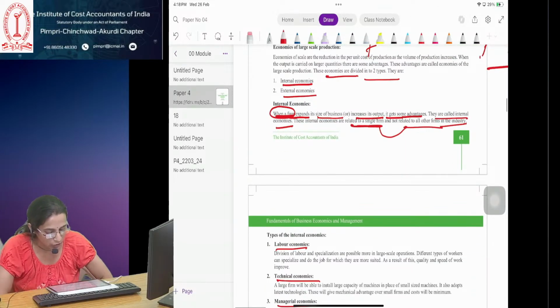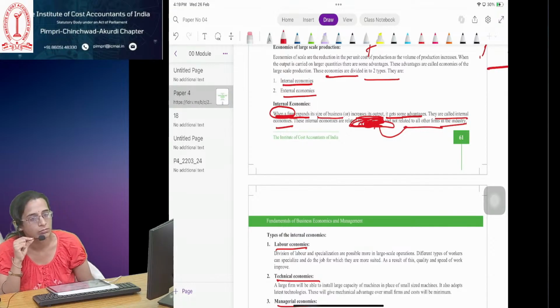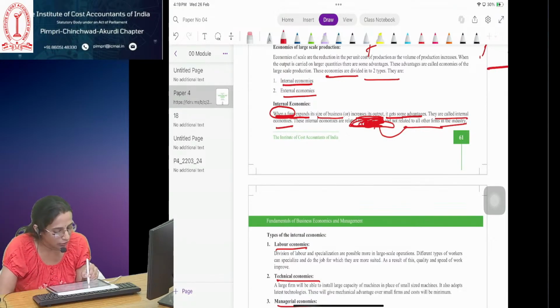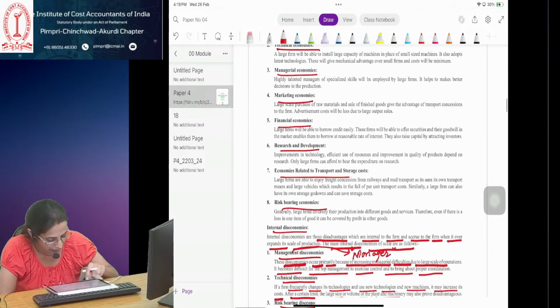Internal economies: when a firm expands its size of business or increases its output, it gets some advantages. They are called internal economies. These internal economies are related to a single firm. Clear? Single, not the whole industry, and not related to all other firms in the industry. And we will see external.